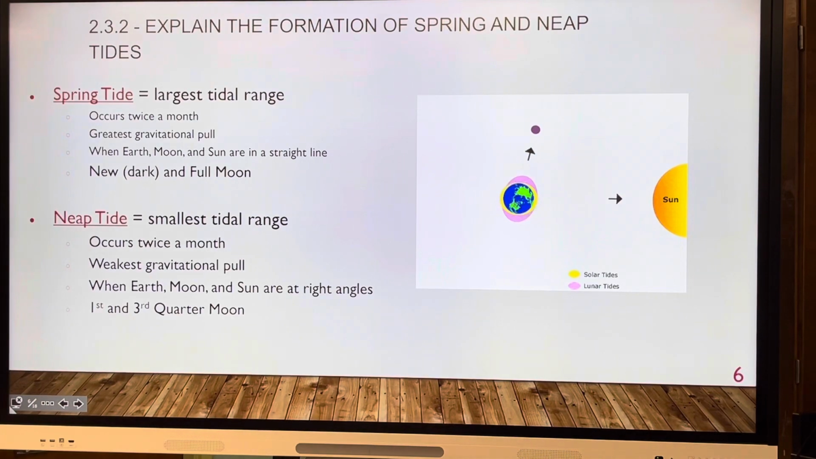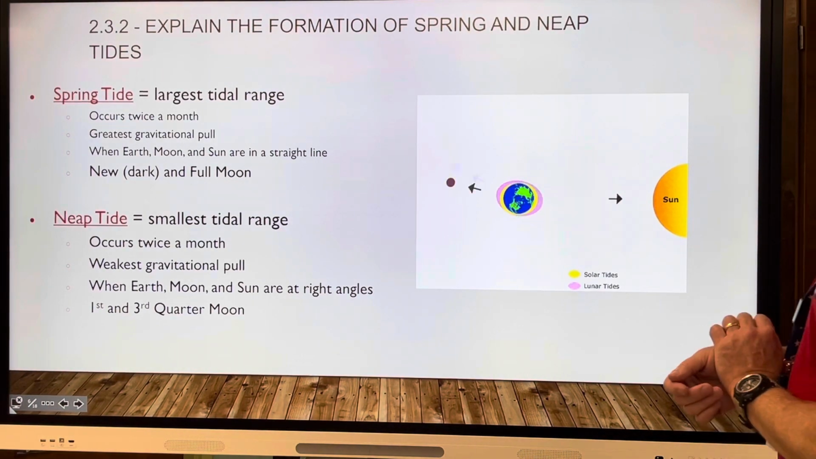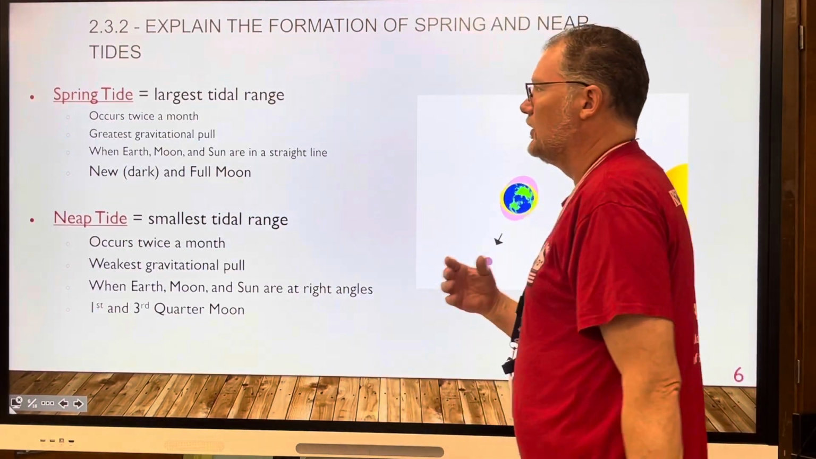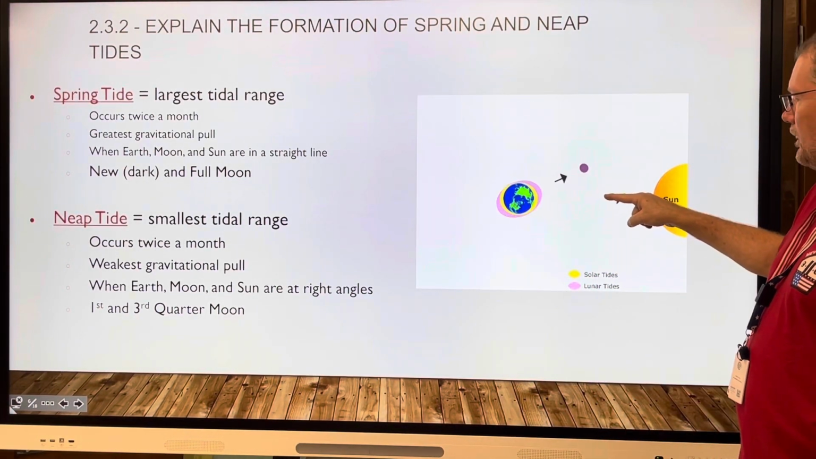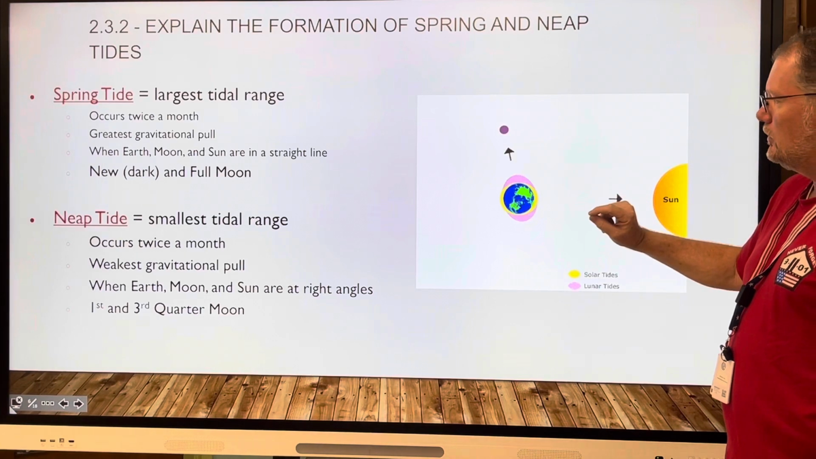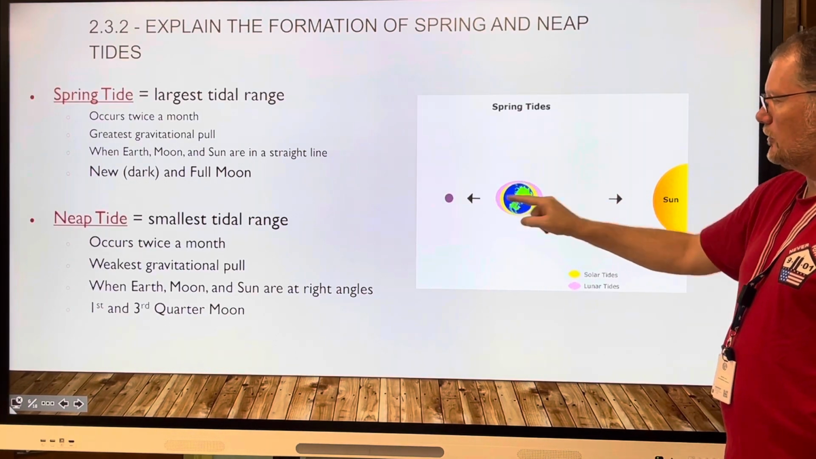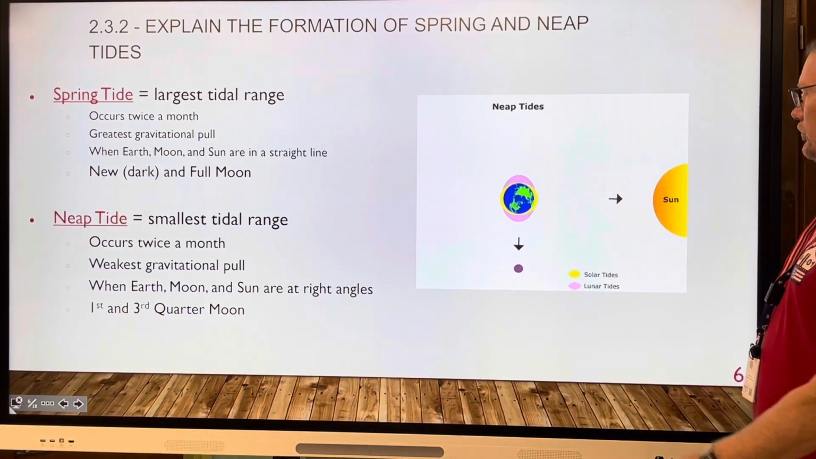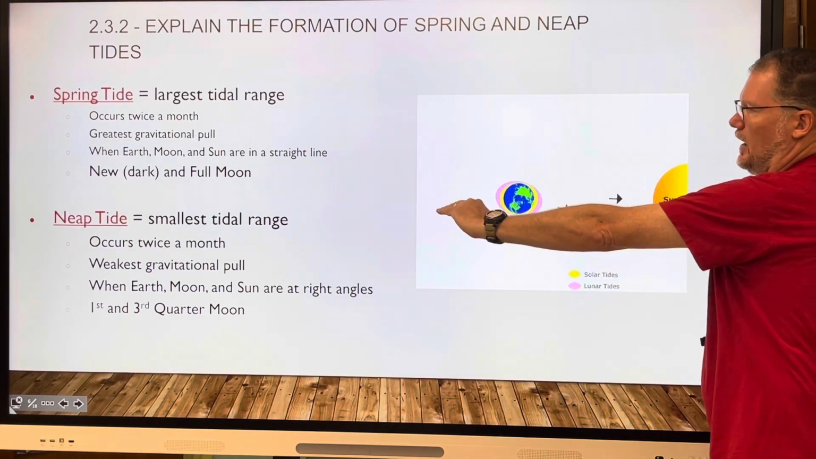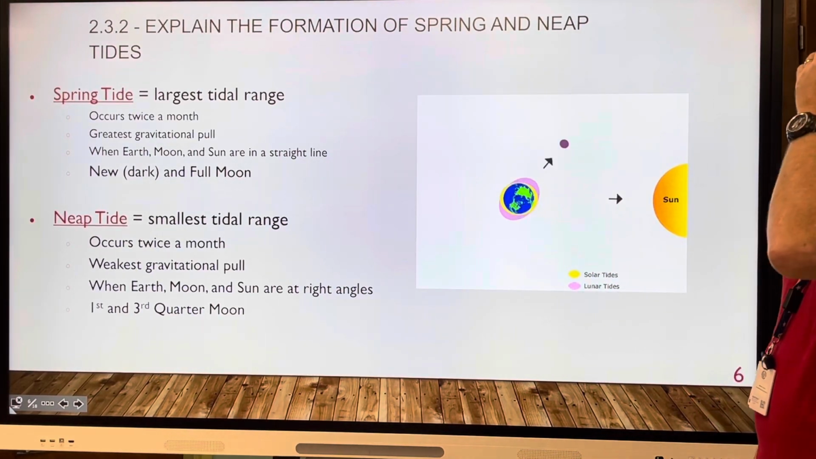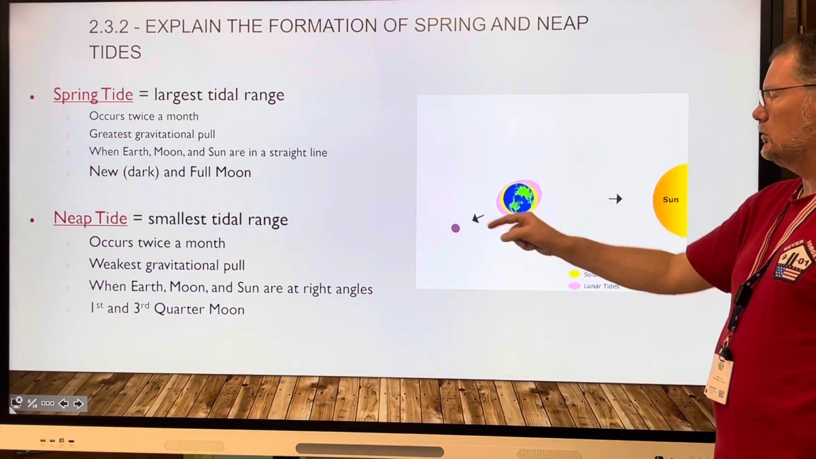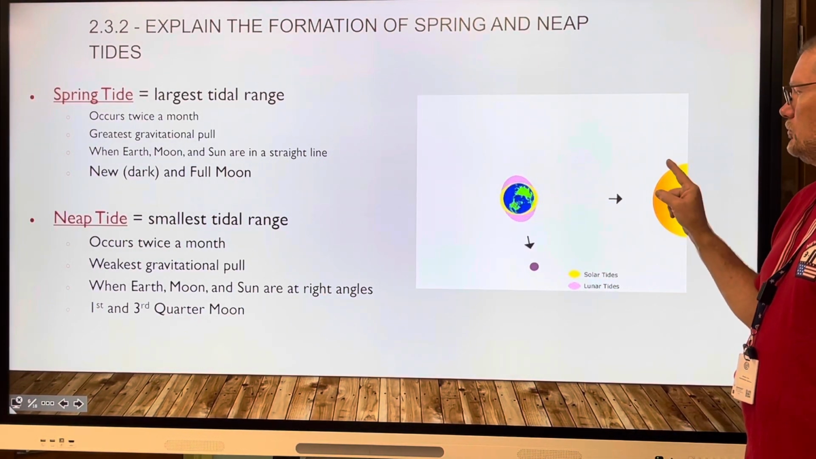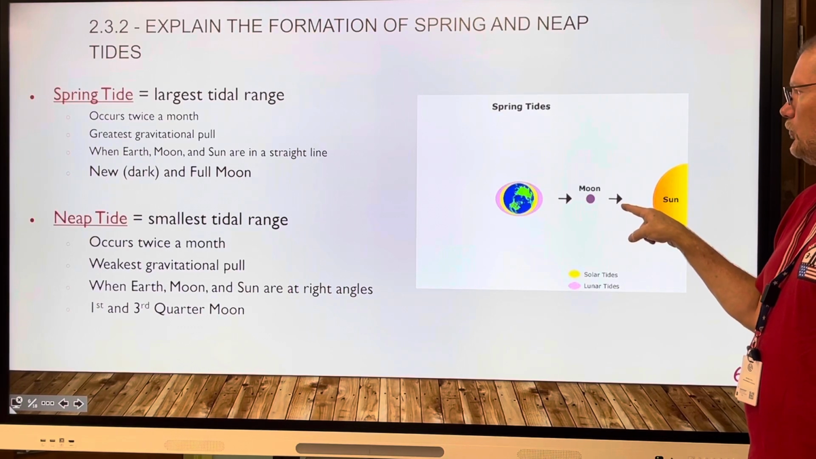Okay, so the spring and neap tides again. Here we go. Spring tide has the largest tidal range, and occurs twice a month. So when the sun, Earth, and moon are in a straight line, it's going to be the largest tidal range, with the greatest gravitational pull. Again, full moon, new moon, spring tides.